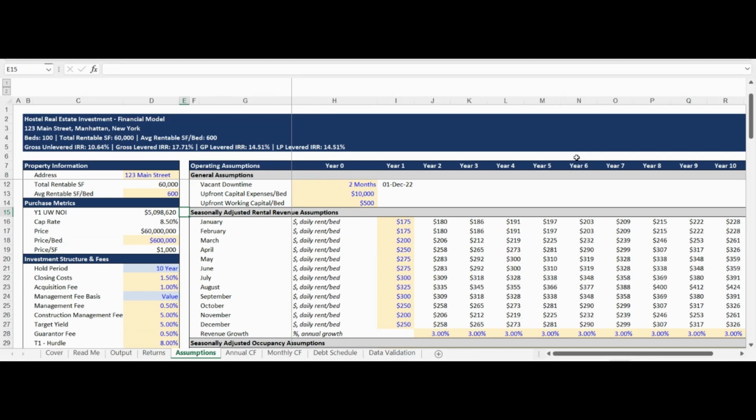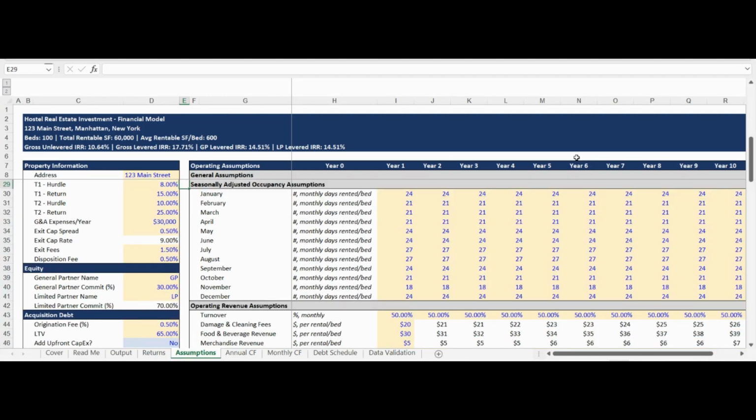Hostel real estate investments are typically subject to seasonality, similar to hotels and other short-term rental accommodations. To handle this, rental revenue assumptions are entered as the per-night rental rate per bed by month. The rates entered by month in year 1 are grown at the input annual rent growth rate to generate the monthly rental rate per night per bed throughout the hold period. This methodology provides a more realistic top-line revenue forecast including month-by-month seasonality fluctuations.